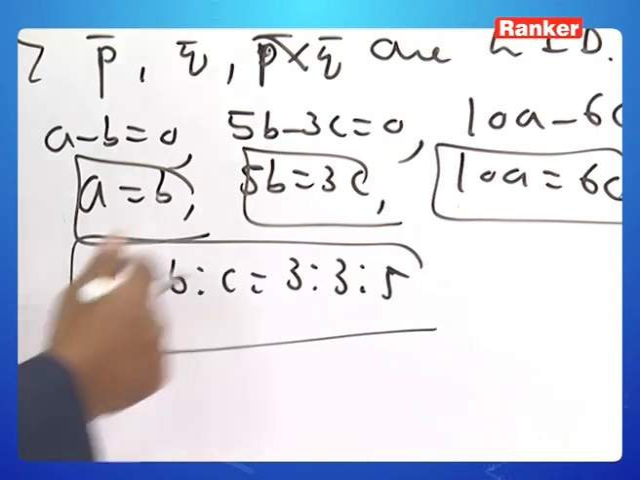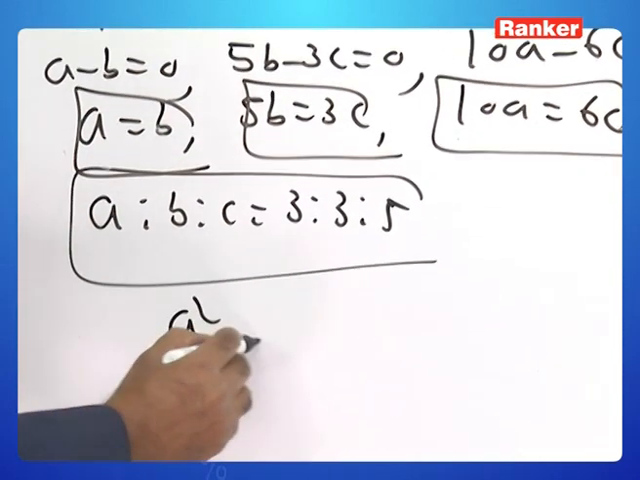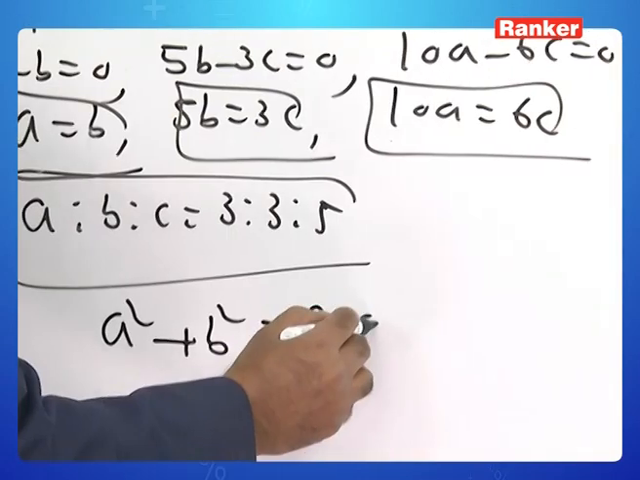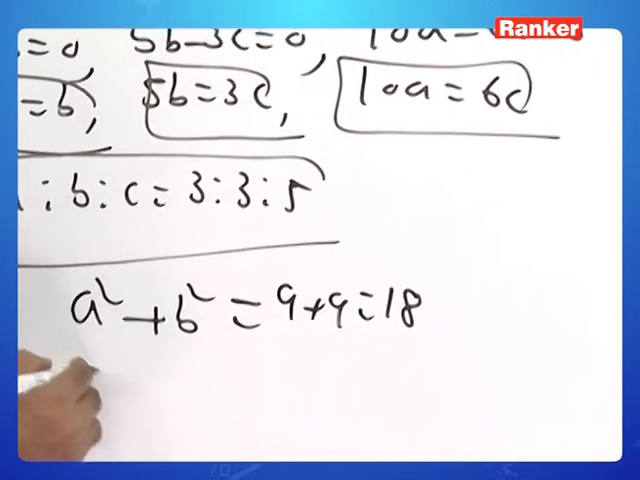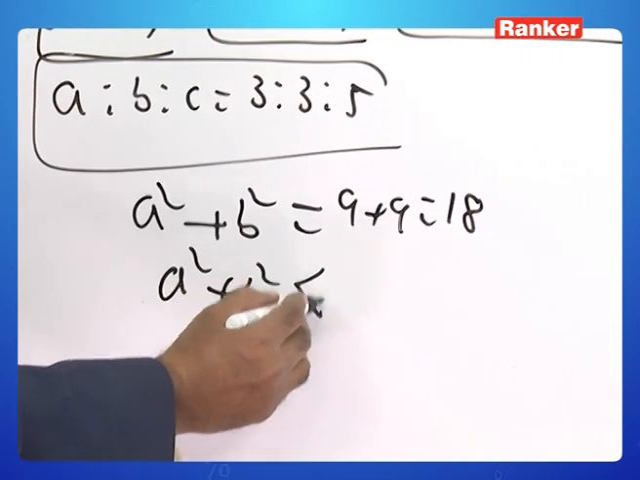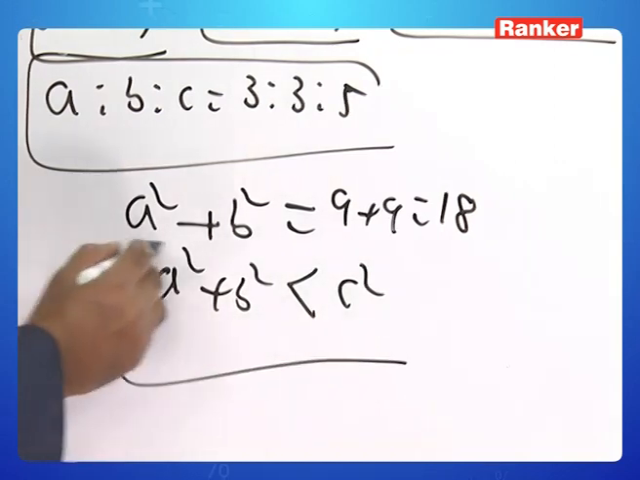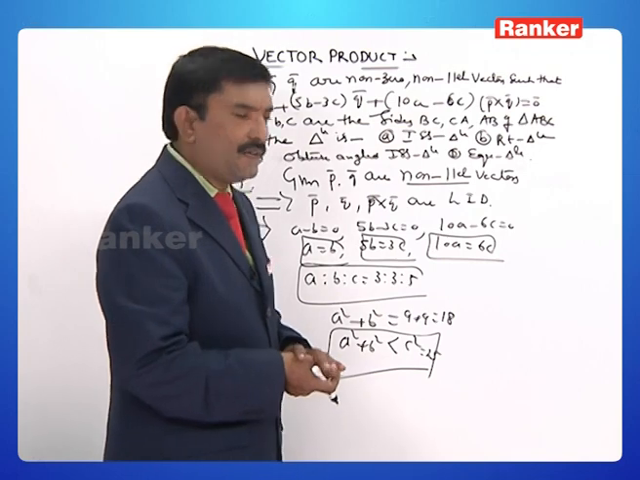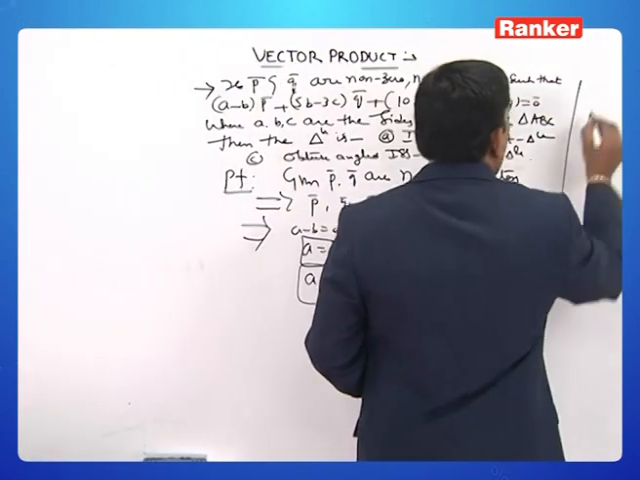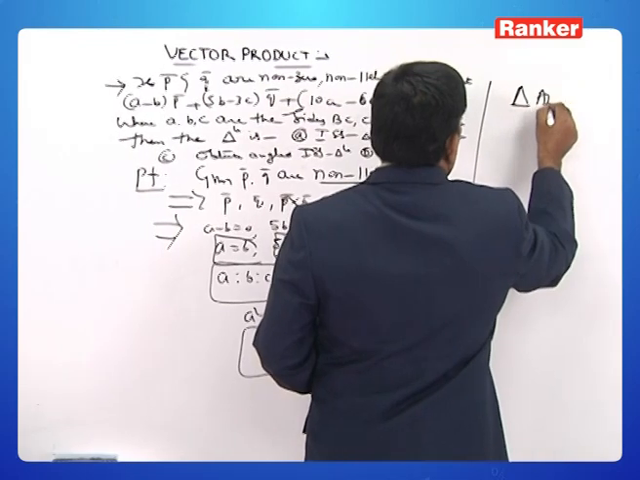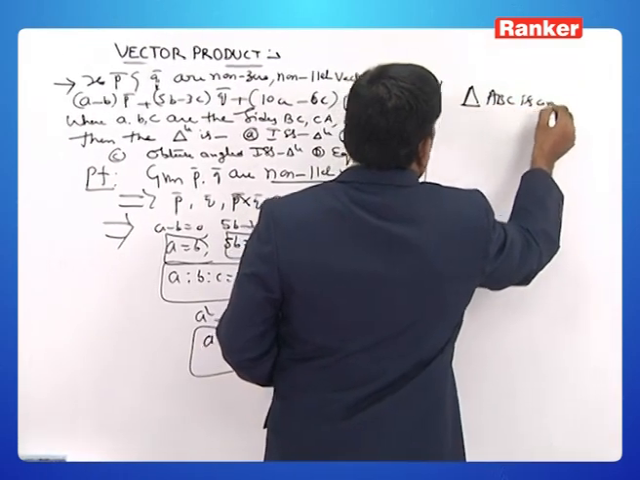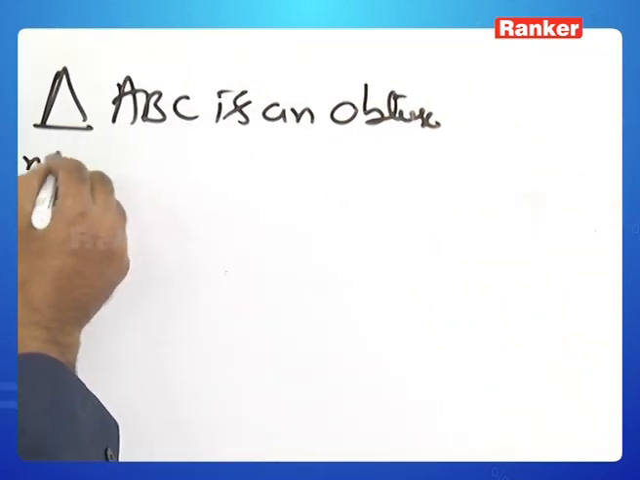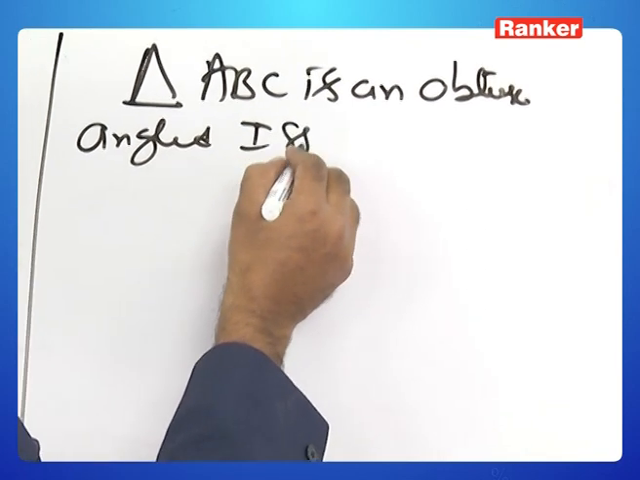Let us verify it is an isosceles triangle, and meanwhile verify a square plus b square. What is a square plus b square? 9 plus 9 is equal to 18. So therefore a square plus b square is less than c square. That c square is equal to 25. So therefore it's an obtuse angle triangle. Hence I can write the triangle ABC is an obtuse angled isosceles triangle.